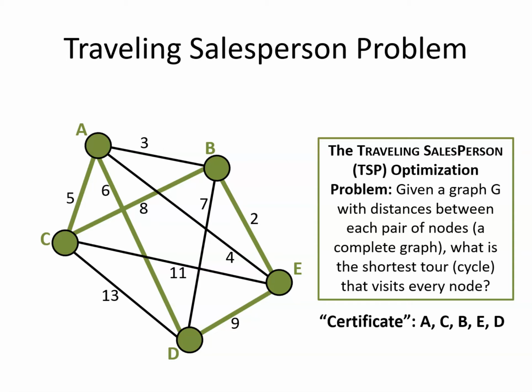Even given this certificate, this description of an answer, it's still fairly tricky to check whether this answer is the best answer. We would really have to explore every single other possible cycle, maybe using certain heuristics to help us in order to validate that we couldn't do better than this. To help make a decision problem out of this, we're going to add another constraint to our problem.